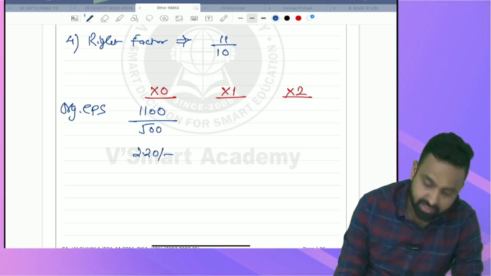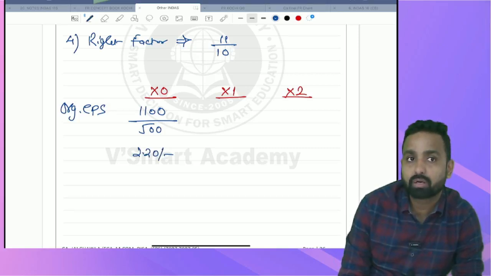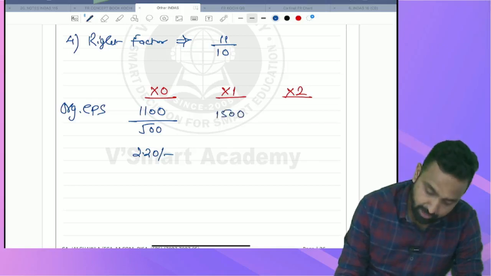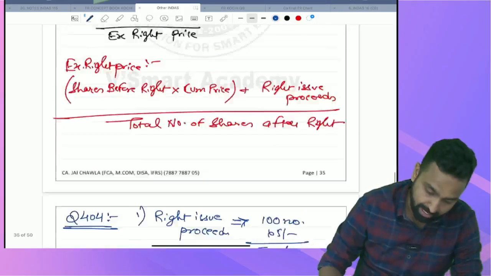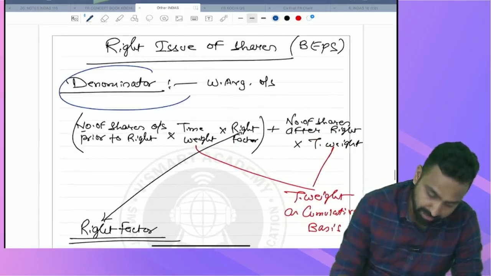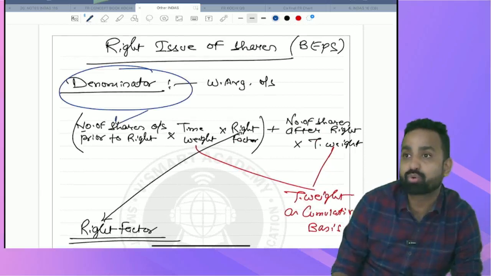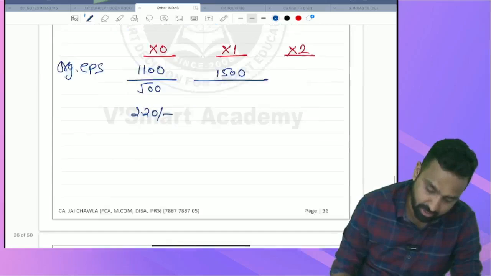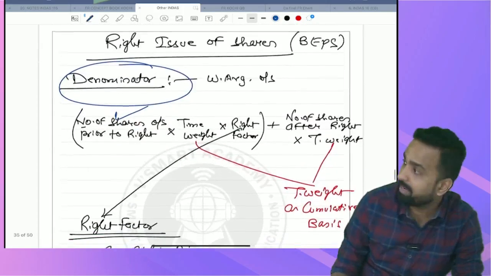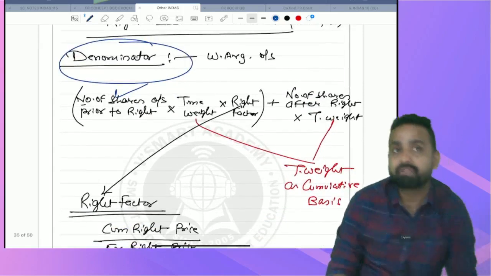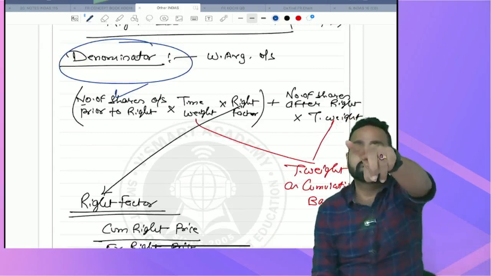2.2. But in the next year, tell me, what was the earning? 1500. 1500 divided by, now very important. I told you about the rights issue. In a rights issue, the denominator we calculate is this: number of shares prior to the rights issue. How many shares are there prior to the rights issue? 500. Multiply by the time weight on the cumulative basis. Now what was the last date to exercise the right?